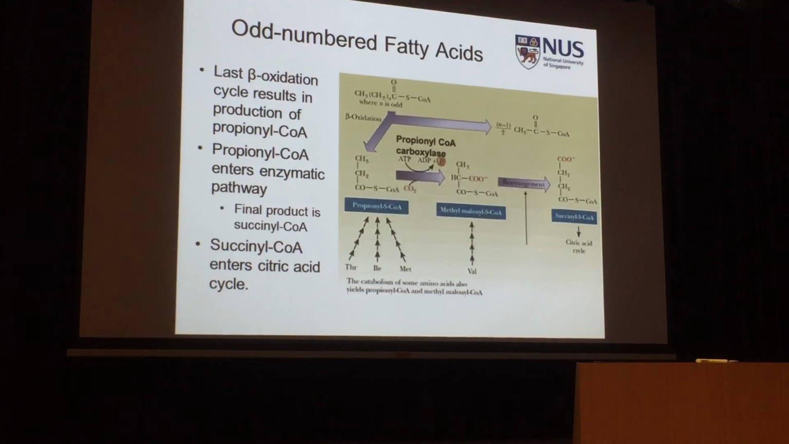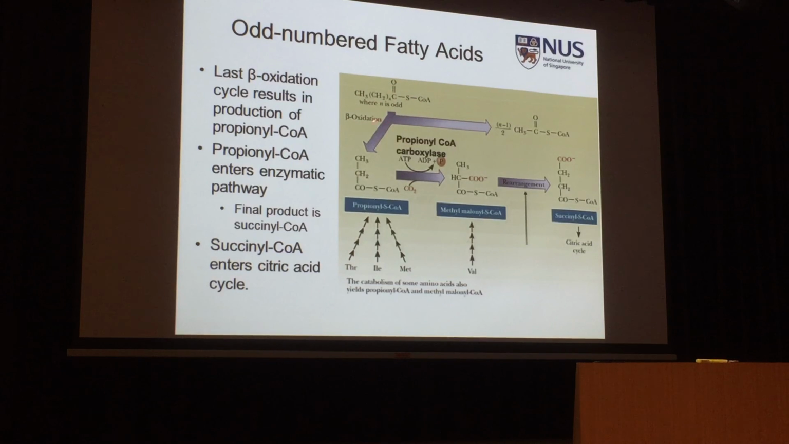Which is quite rare in our diet. You don't really get an odd number fatty acid in our diet. You usually get an even number one. Okay? Right? Thank goodness for that. Because odd numbered fatty acids usually occur in plants and marine life. Okay? Only in plants and marine life.